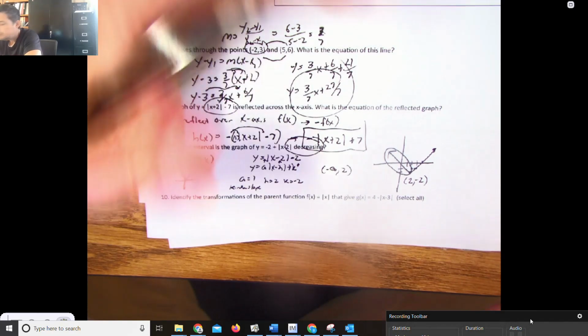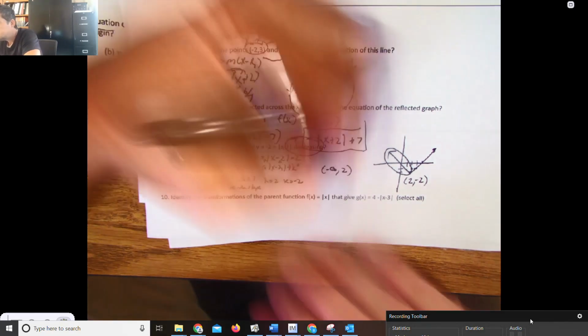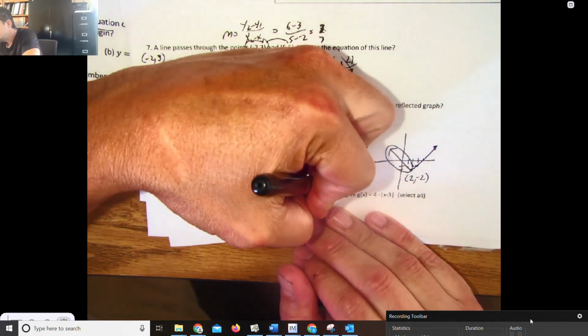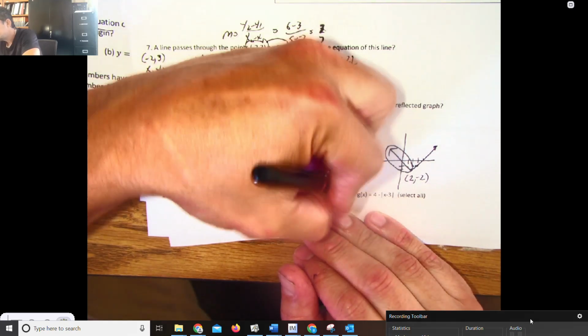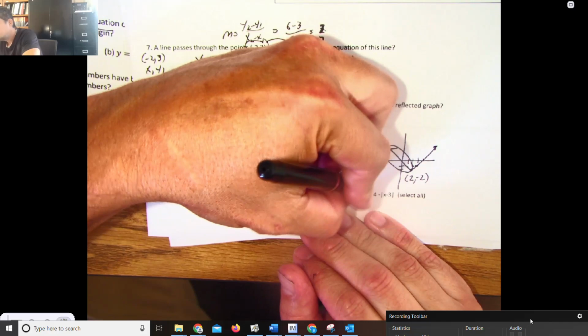Or if you like interval or if you like set builder, I don't care which one you use, you are decreasing for all values of x such that x is less than 2.